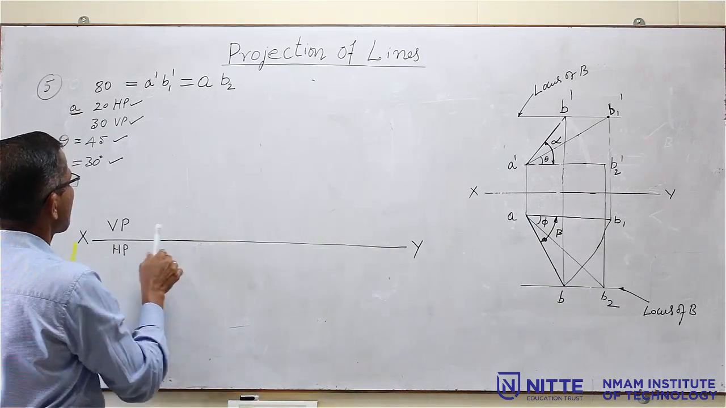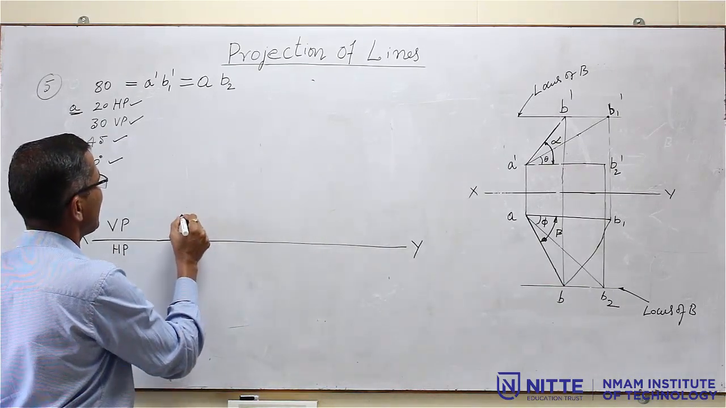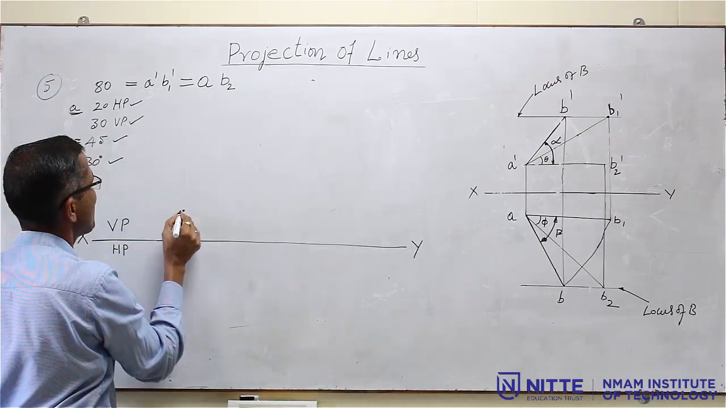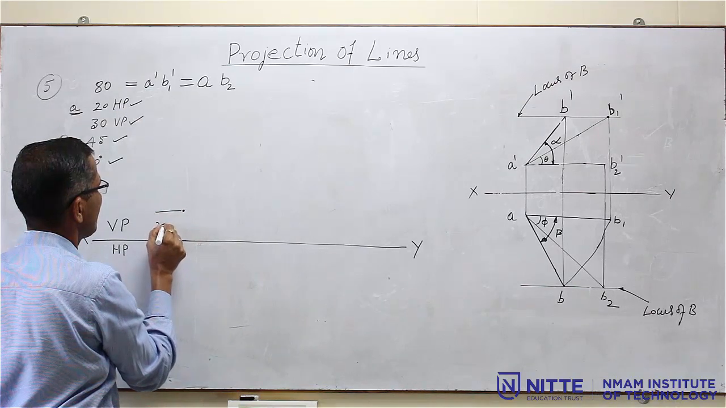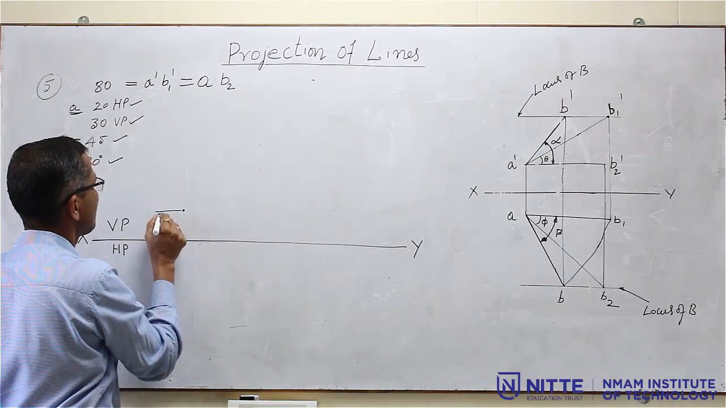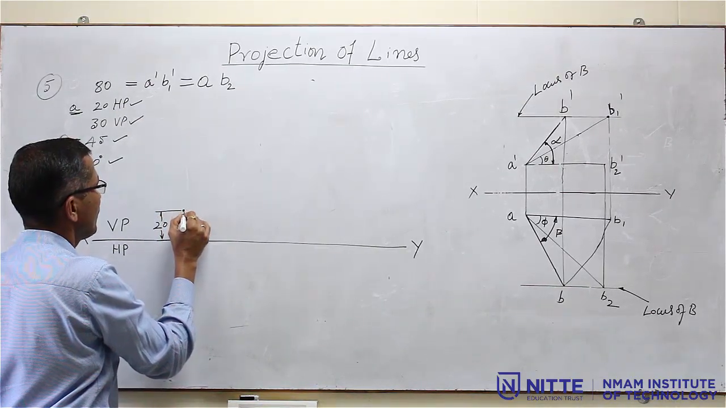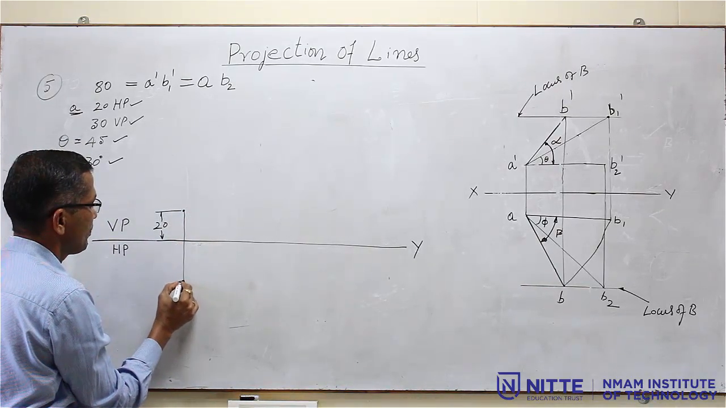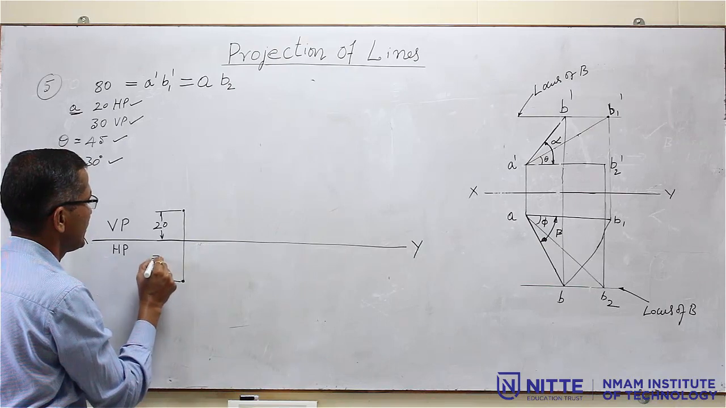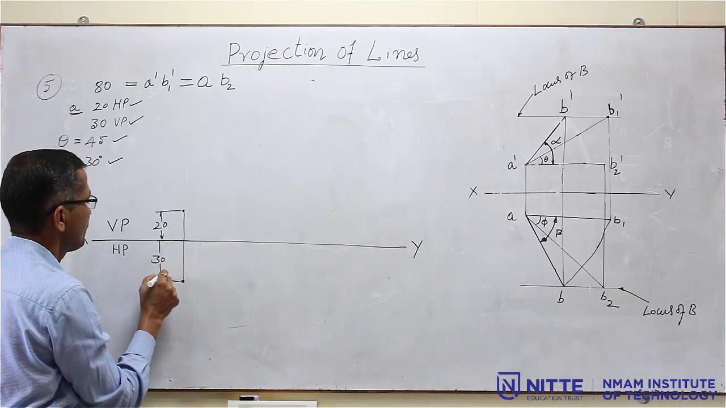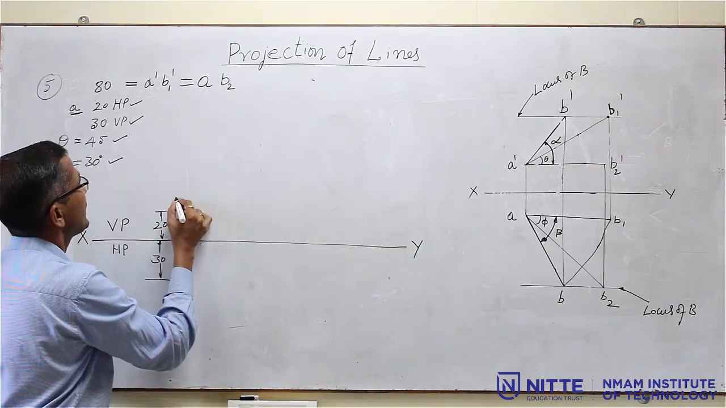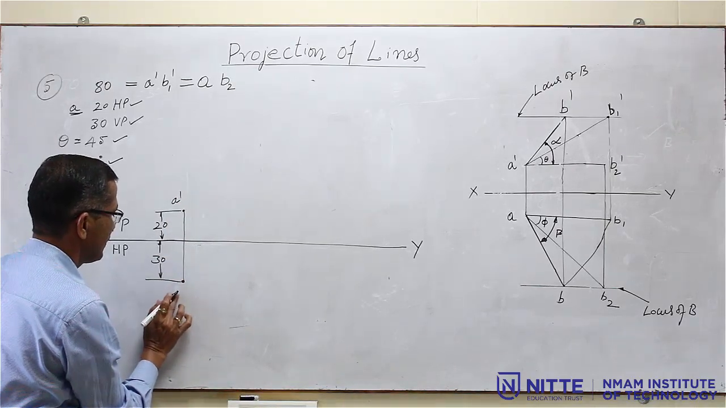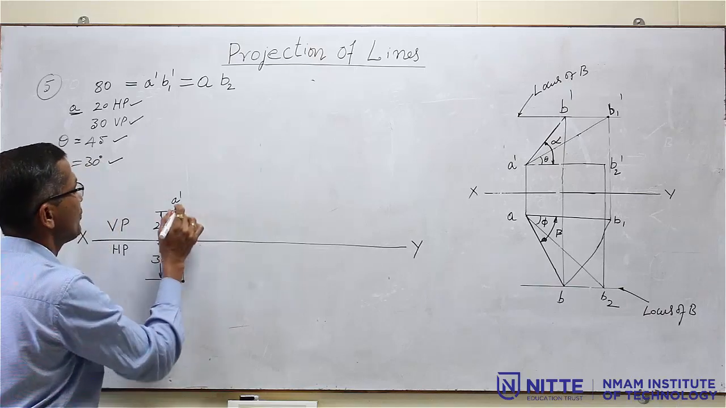Then leave some gap and locate the point A dash. What is this distance? It is 20 mm above HP, 20 mm, and project it down, measure a distance of 30 mm from the XY line, this is 30 mm, and call this A, the top view of this point.